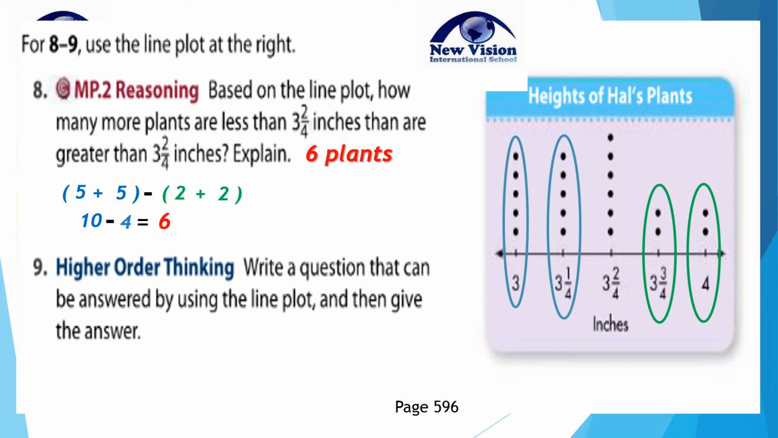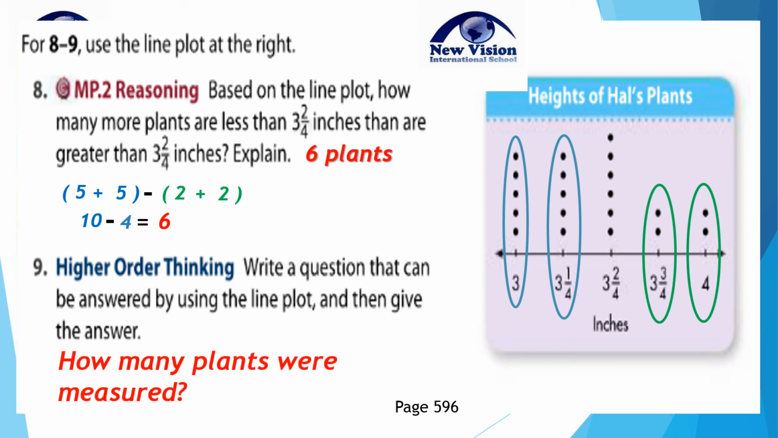Number 9. Higher order thinking. Write a question that can be answered by using the line plots and then give the answer. I will give you an example. How many plants were measured? So all we have to do is to count all the dots. So the total is 20 plants.